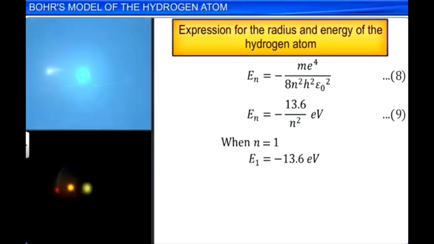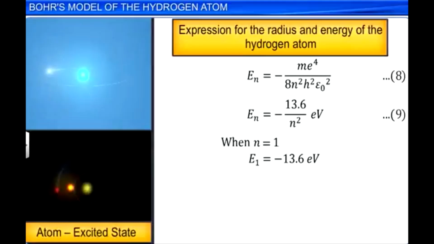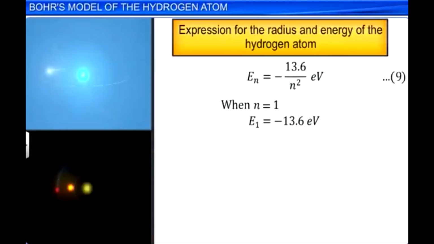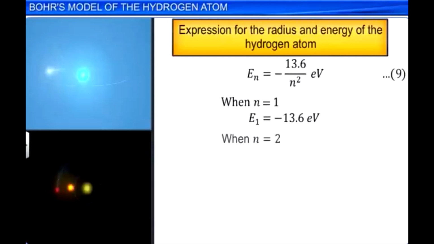When an electron gains enough energy to go to higher orbits, the atom is said to be in an excited state. By substituting n equal to 2 in equation 9, we get the energy of the second orbit, E2, as minus 3.4 electron volts. Similarly, by substituting n equal to 3 in the expression for En, we get the energy of the third orbit, E3, as minus 1.51 electron volts.